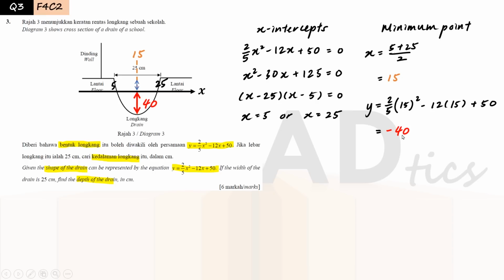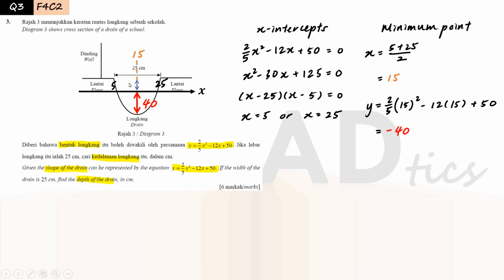negative 40. The value here would be the distance from the x-axis to the minimum point of the drain. Why is it negative? Because the minimum point is below the x-axis. But for our answer, we can just ignore the negative because we are just finding the distance, which has to be positive. Okay, so one part done.